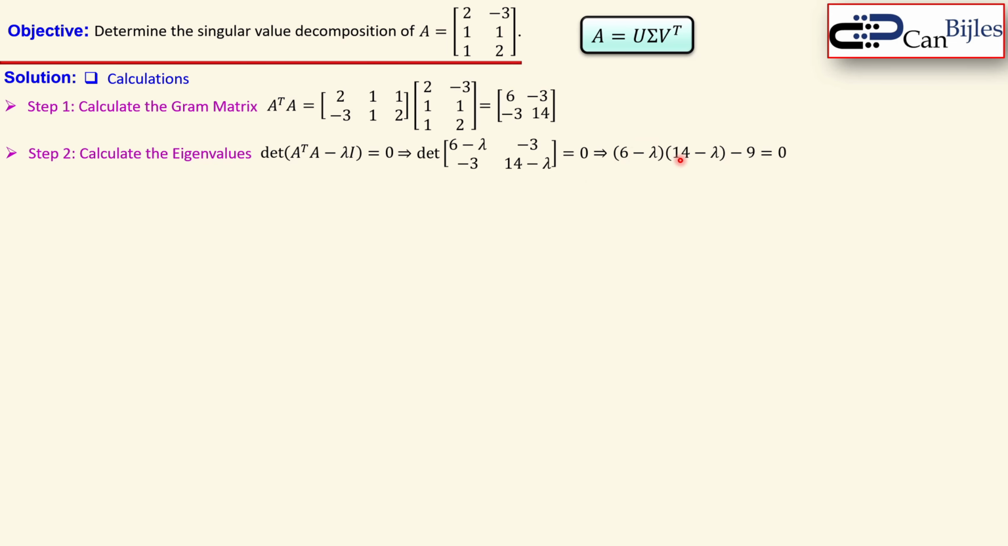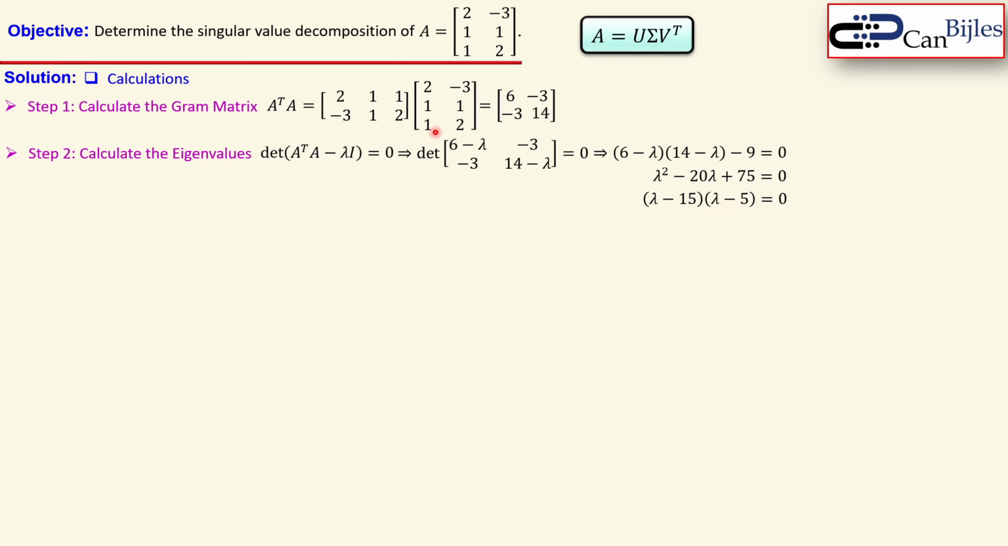Okay, the next step is to work out the parentheses here. So you get 6 times 14, 6 times minus lambda, 14 times minus lambda, and then minus lambda times minus lambda. Then you get lambda squared minus 20 lambda plus 6 times 14 minus 9 squared, which will add up to plus 75. Now we need to factorize this. That will add up to this one, so lambda minus 15 times lambda minus 5. Now we have here two solutions.